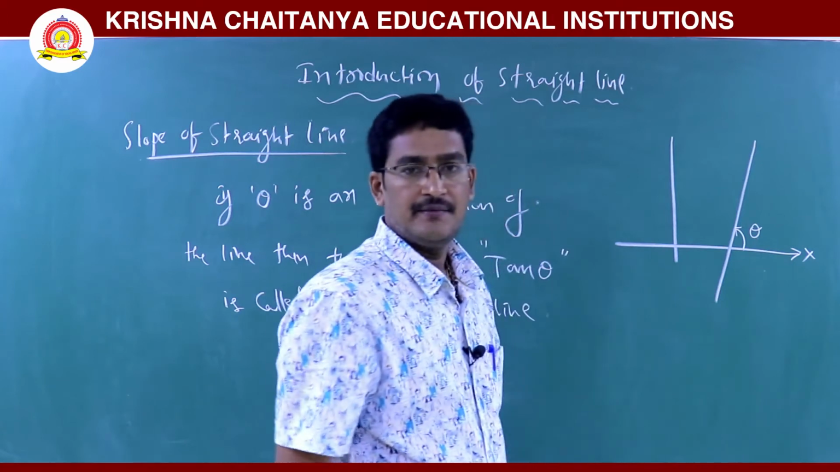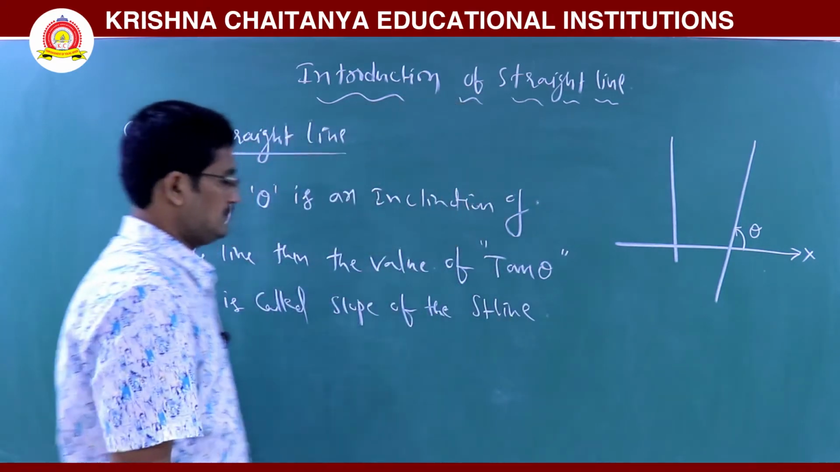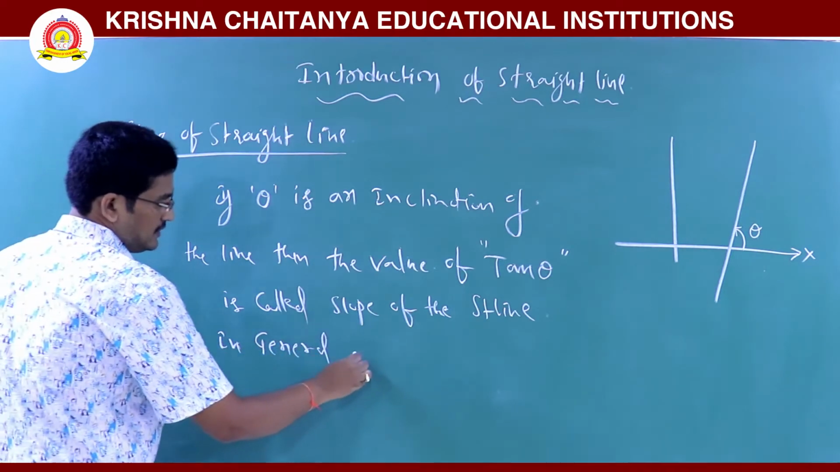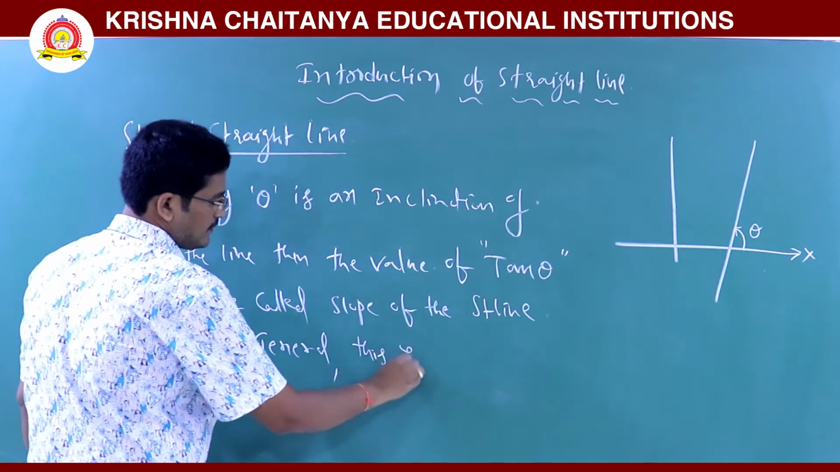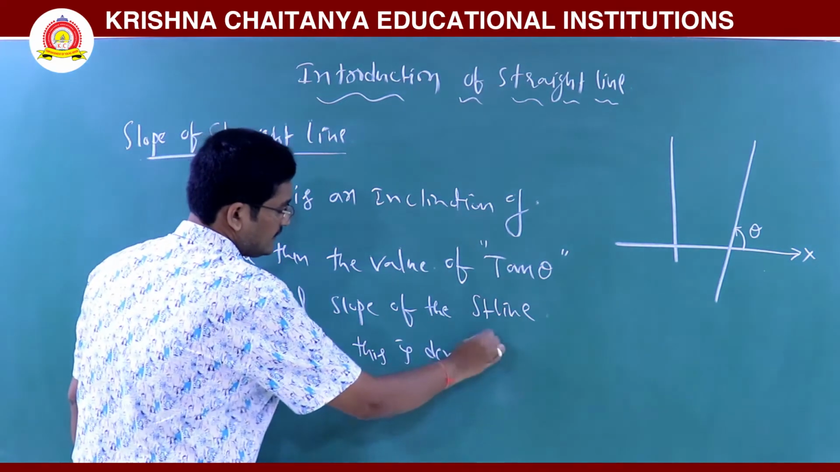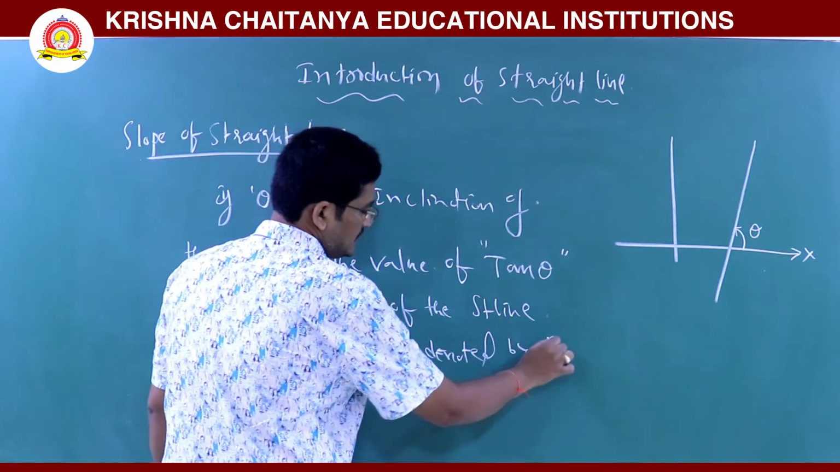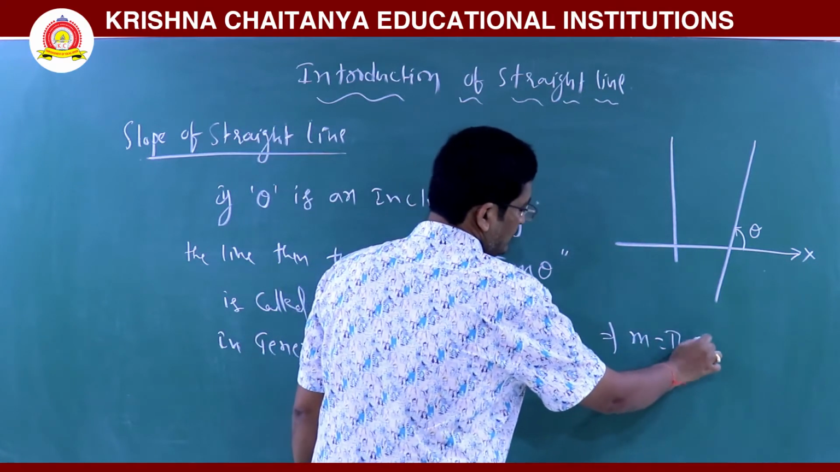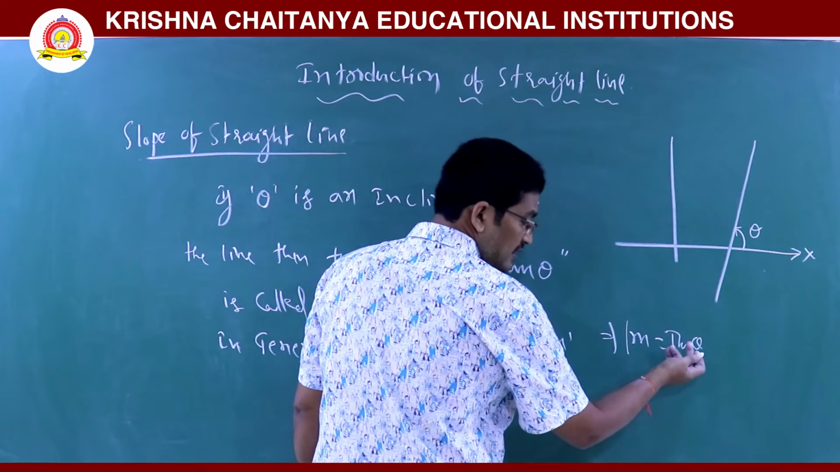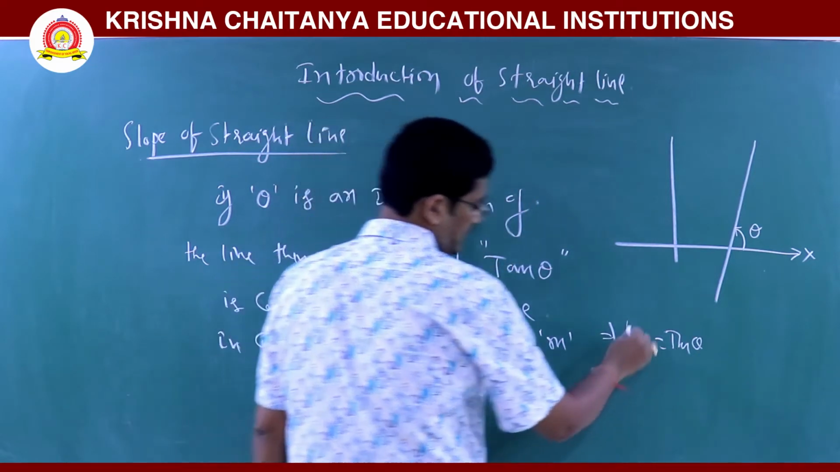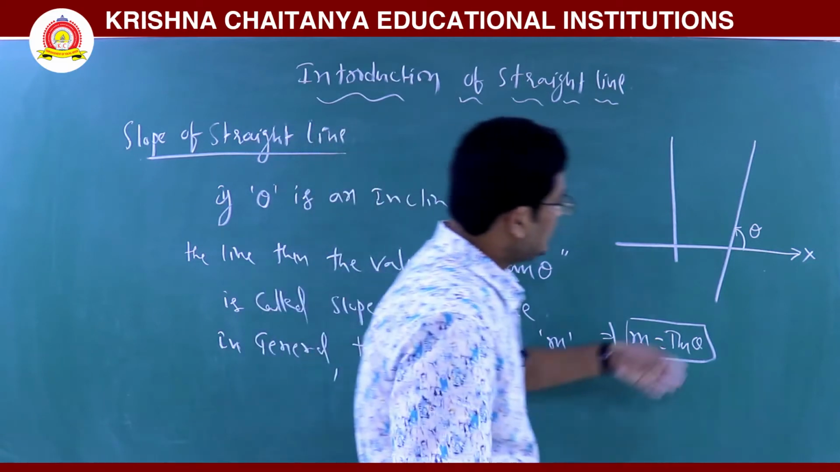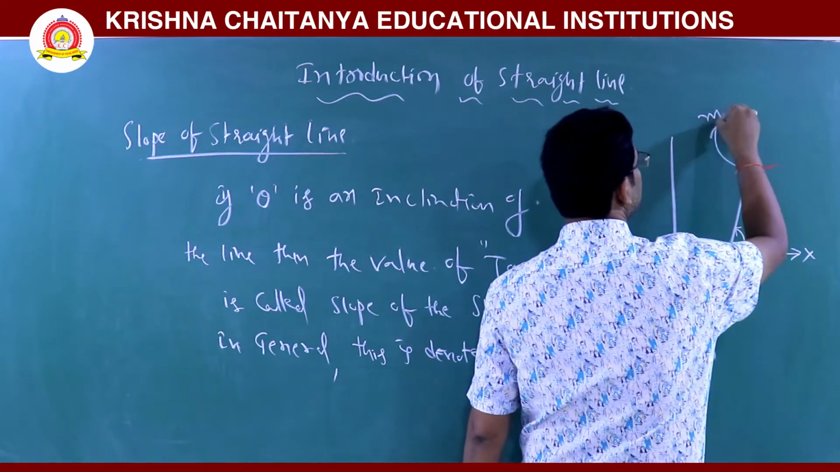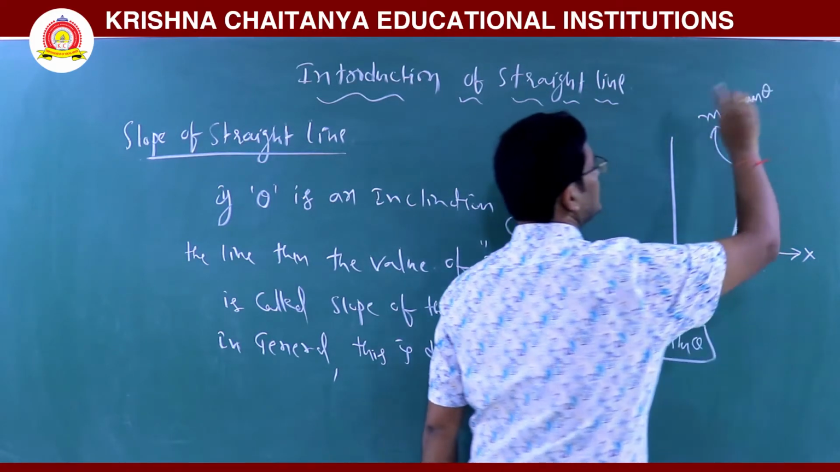If theta is an inclination of the line, then the slope of this line is tan theta. In general, this is denoted by m. So, this implies m is equal to the slope of the line, m is equal to the tangent value of theta. So, m is equal to tan theta. That means if theta is an inclination of this line, then the slope of this line is denoted by m. That m is nothing but the value of tan theta.